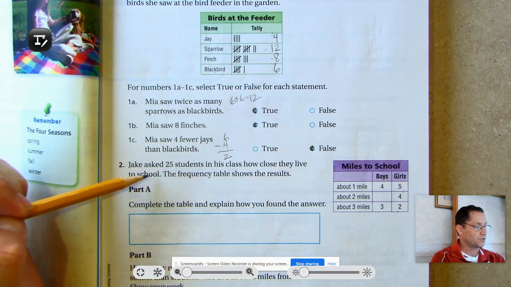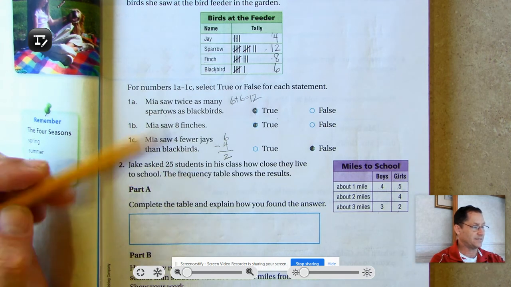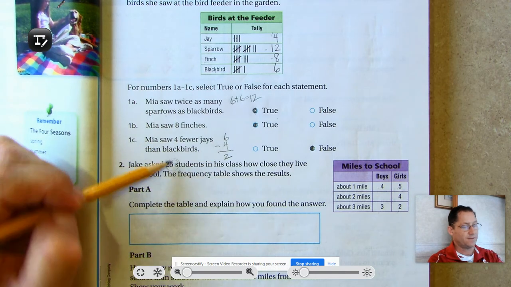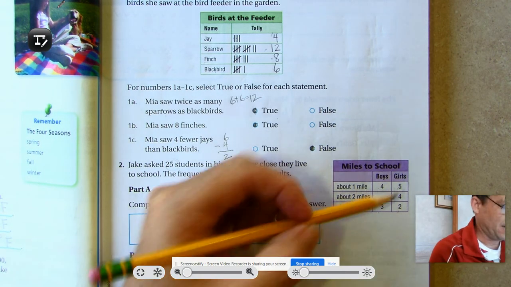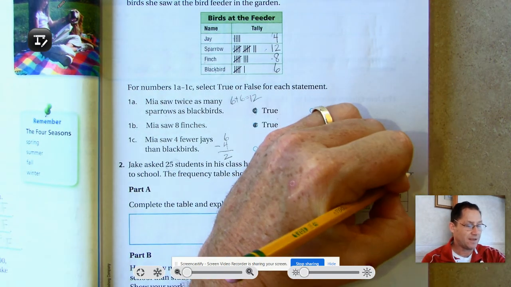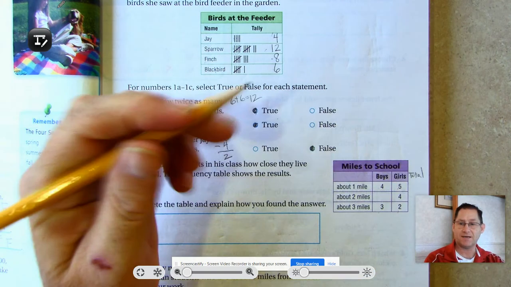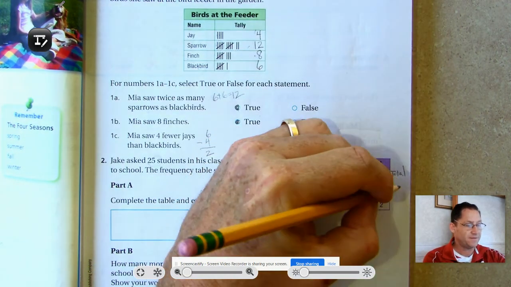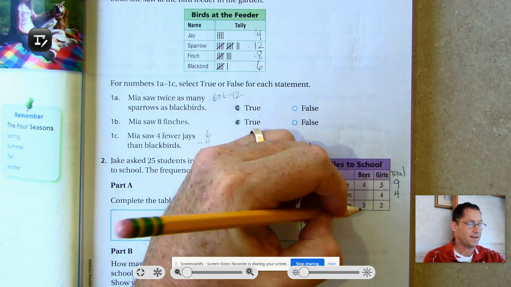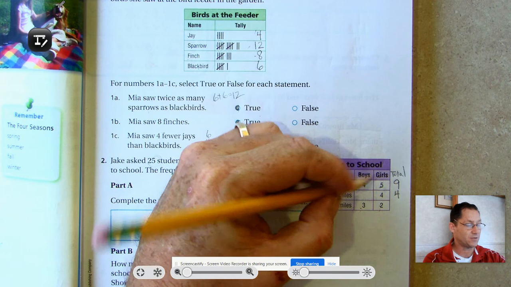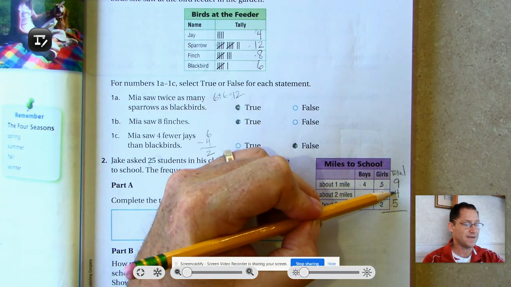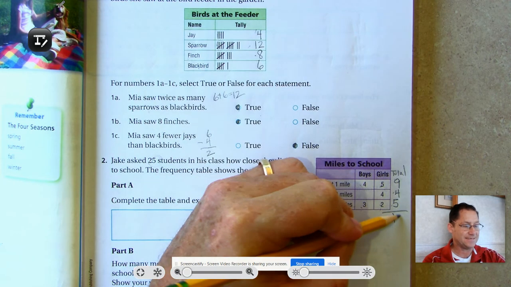All right, so he asked 25 students. He says, complete the table and explain how you found the answer. All right, so this frequency table needs to add up to 25. So I'm going to add a little column here just for myself. And 4 plus 5 is 9. Right now we have 4. And the last 2 about 3 miles away, that's 5. So let's add those up. 5 and 4 is 9. 9 plus 9 is 18.